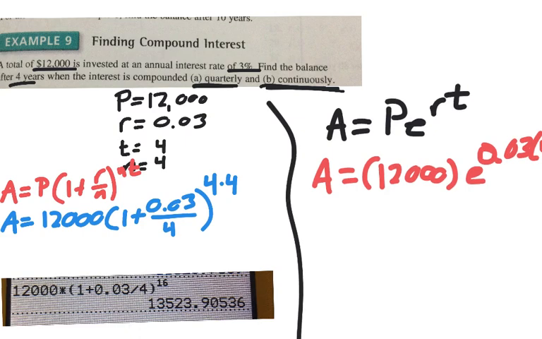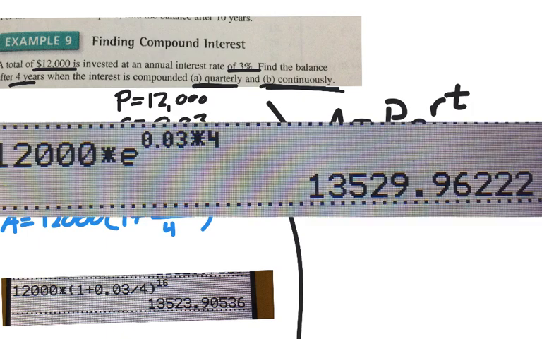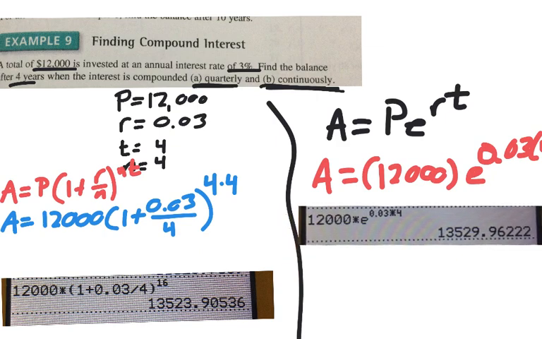Now when I plug that in, I got $13,529.96. So it's an additional almost $6. So the more times it's compounded, the more money you will make if everything else stays the same, right? If you have the same rate, you have the same amount of time, then as the compounding increases, so will your final amount.